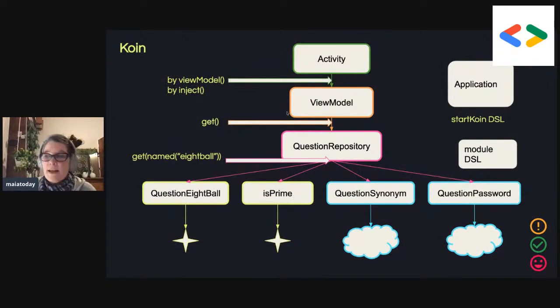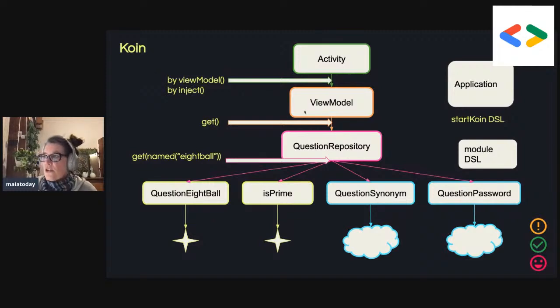Okay, so what would this diagram look like? Inside your application, you just run a piece of code which says start Koin. There's a DSL for that. I'll show you an example. You create a module which explains how all of these things are instantiated. And then in your activity, if you need a view model, you just say by view model, and it will populate it correctly. Or if you need something else that's not a view model, you can just say by inject. And so then in your activity, you'll get hold of the object that you need.